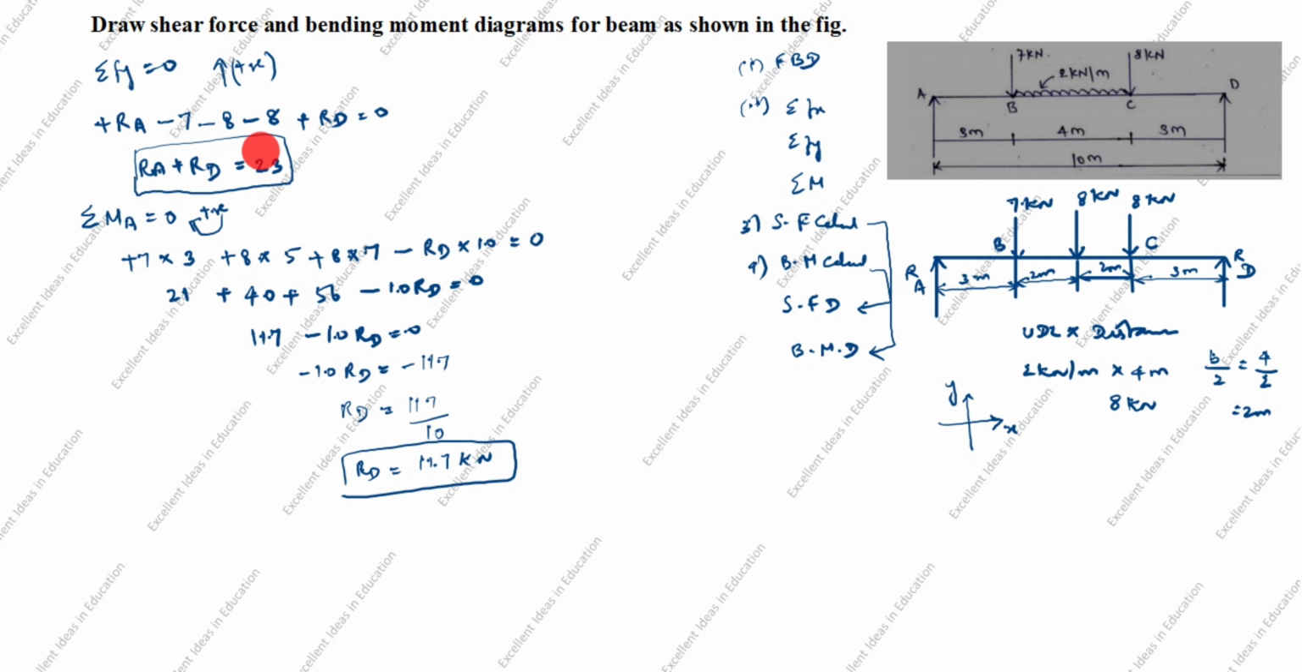Now we will calculate RA in this equation. RA plus RD, which is 11.7, equal to 23. RA is equal to 23 minus 11.7, equal to 11.3 kilonewton. This is the RA value. RA value is 11.3 kilonewton. RD value is 11.7 kilonewton.